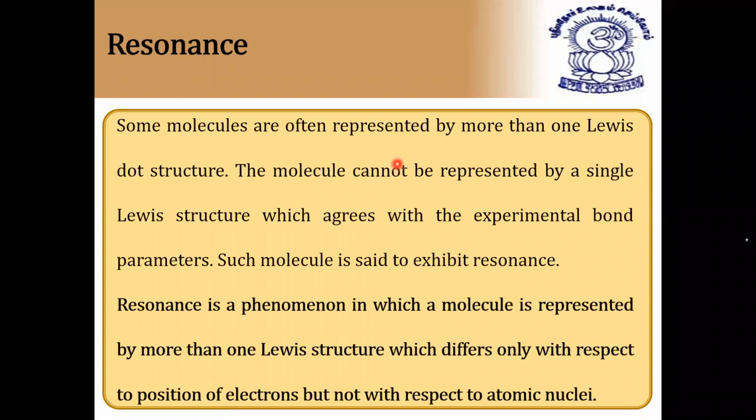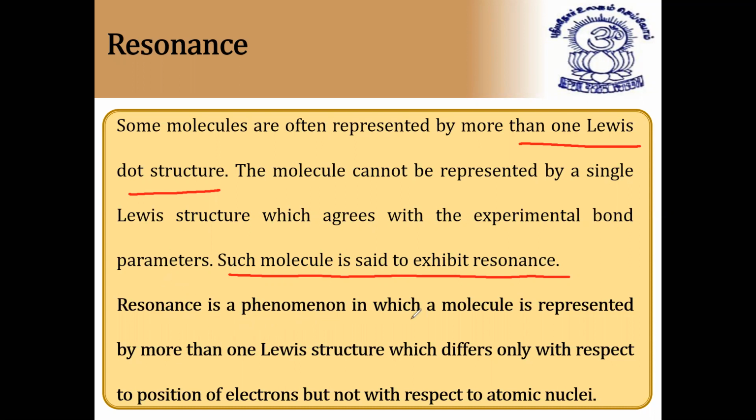Next we are going to have resonance. What is resonance? Some molecules are often represented by more than one Lewis structure. Certain molecules will not have one structure, they will have more than one Lewis dot structure. The molecule cannot be represented by a single Lewis structure that agrees with the experimental bond parameters. Such a molecule is said to exhibit resonance. In simple words, if one Lewis dot structure is not explaining all the properties of a molecule, it will have more than one structure.